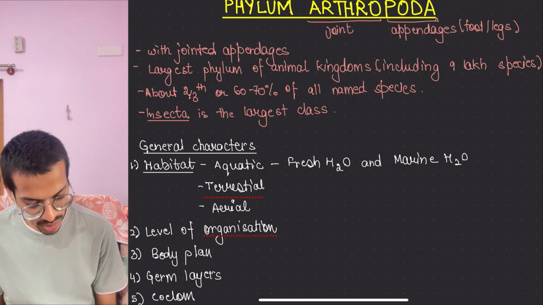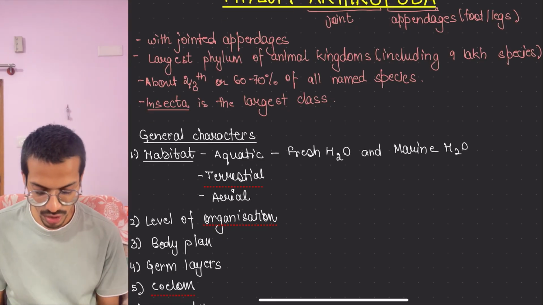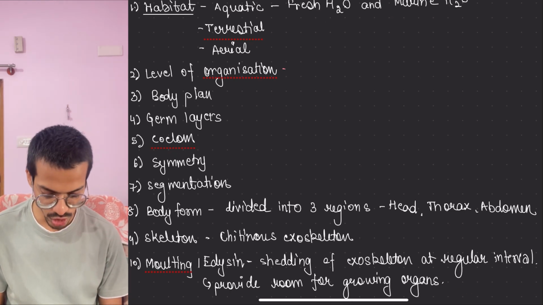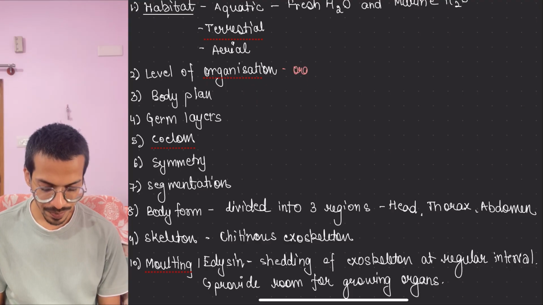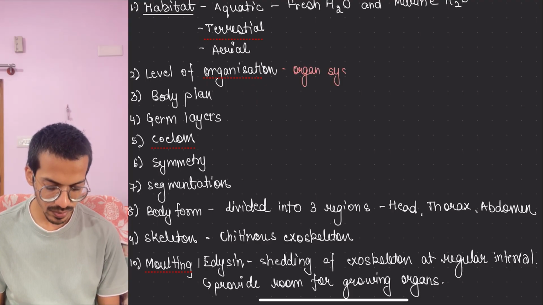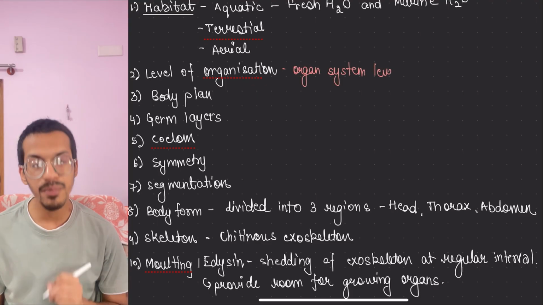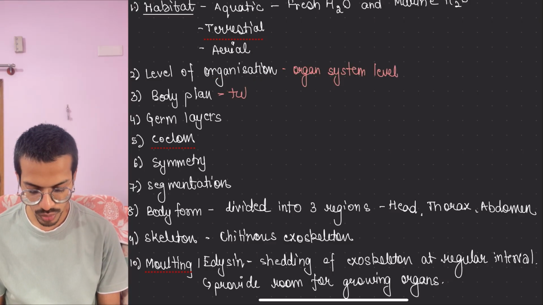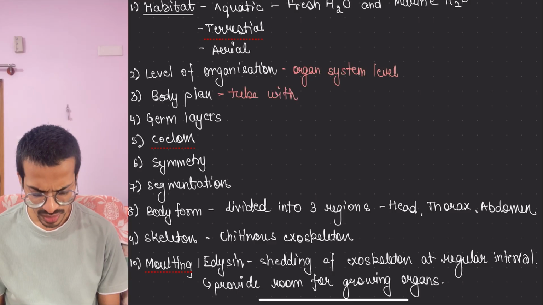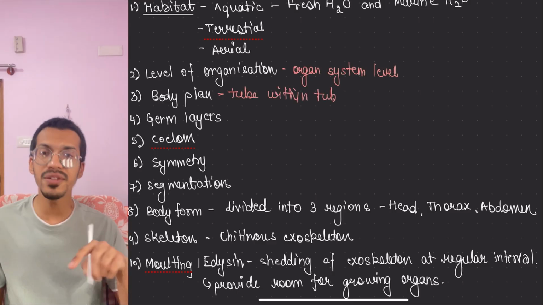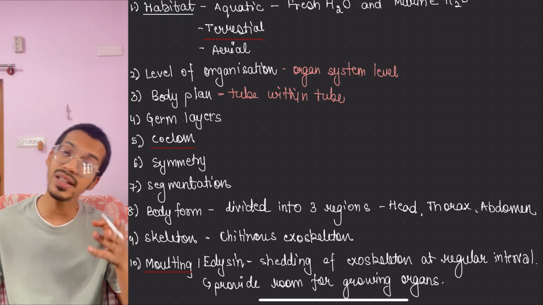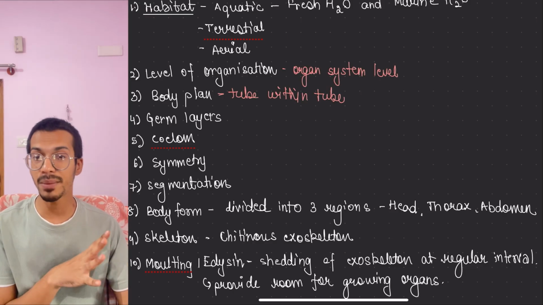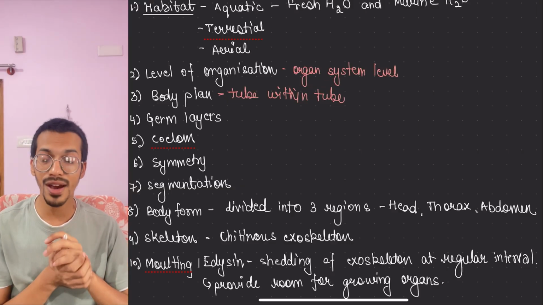Now the level of organization: they have organ system level of organization. Then body plan, it is tube within tube. If someone is watching for the very first time and wonders how we remember it, go back to the first part of this Animal Kingdom chapter and you will understand how we do it.